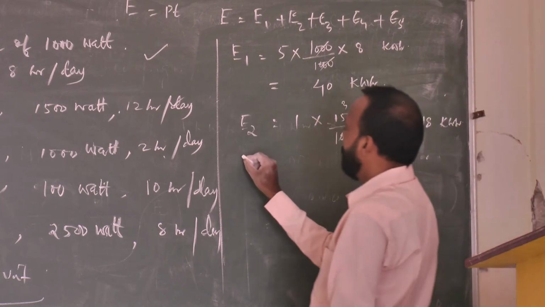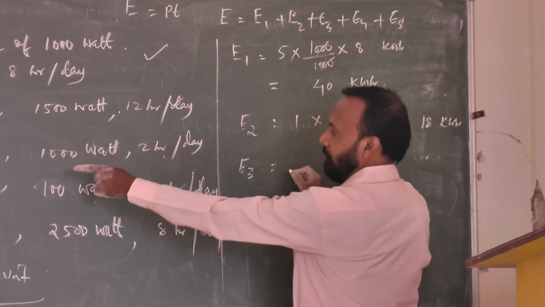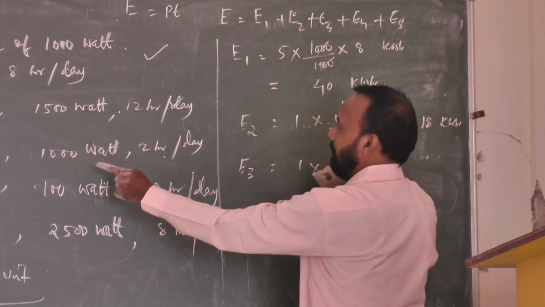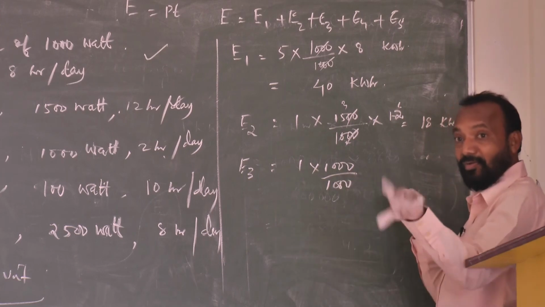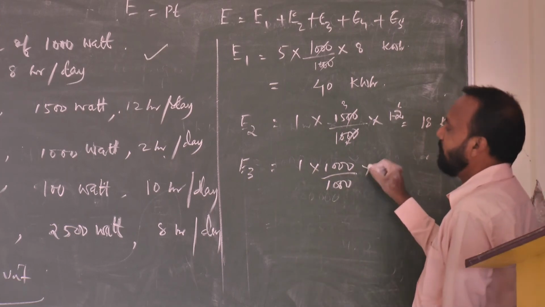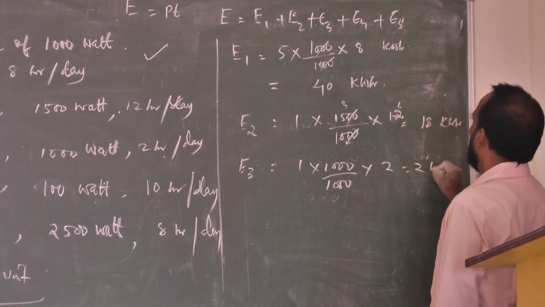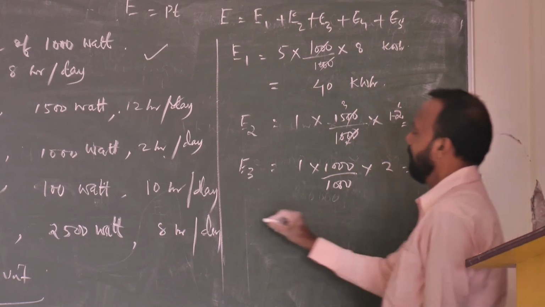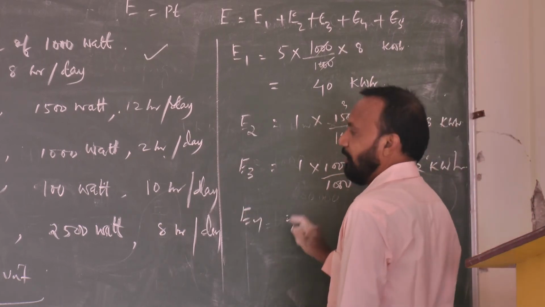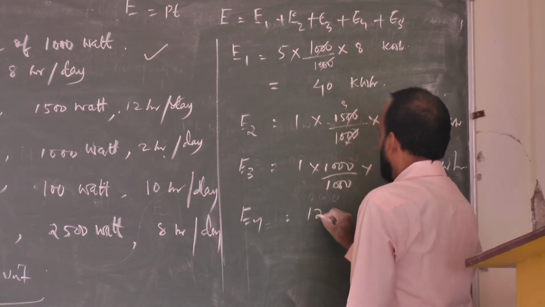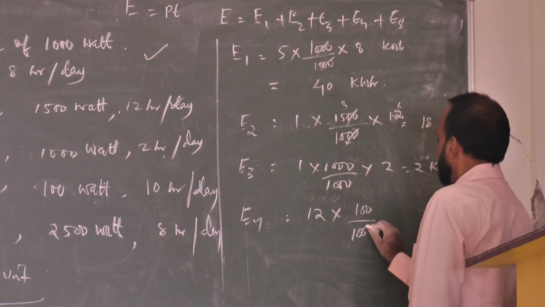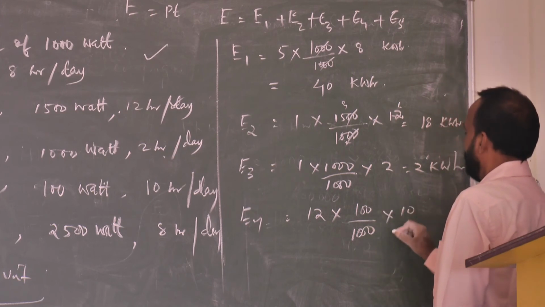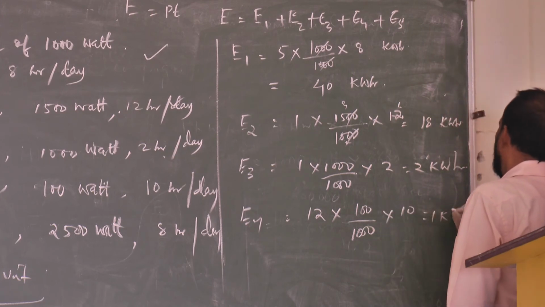Okay. Now E3. E3 is equal to 1 washing machine, 1000 watt. Again I will divide by 1000 to calculate in kilowatt hour, into how many hours? 2 hours. That is 2 kilowatt hour. E4 I am going to calculate. E4 is what? 12 bulbs. 12 electrical bulbs, 100 watt, divided by 1000, into how much? 10 hours. That is again 1 kilowatt hour.